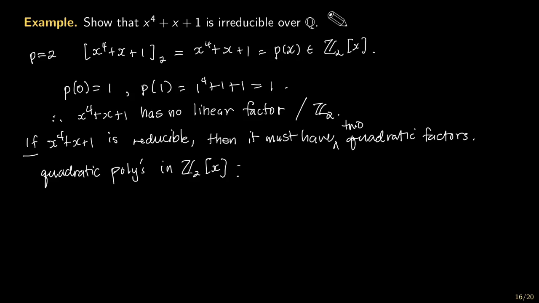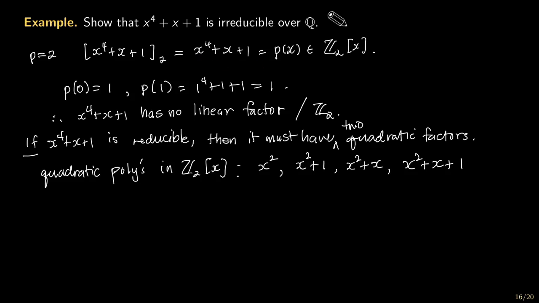What are those? Well, x squared. Okay? So, pwedeng x squared plus 1. So, pwede namang x squared plus x. No? So, pwede rin namang x squared plus x plus 1. Meron pa ba over Z sub 2? See that there are only 4. But I can already tell na some of these are not factors of this.